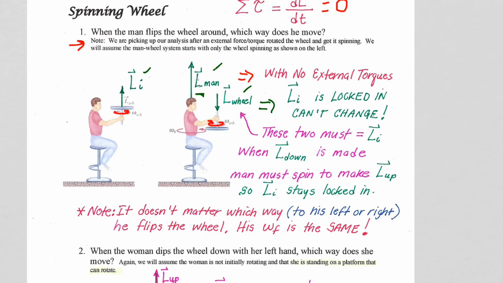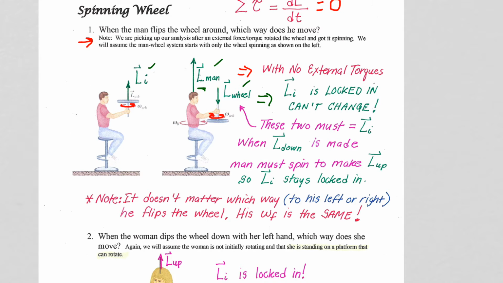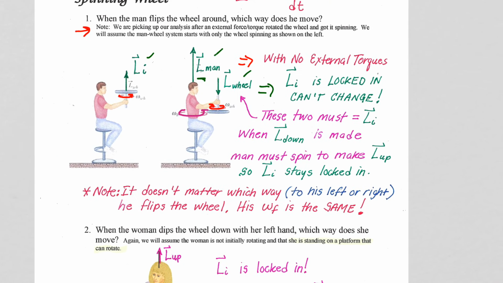So when he flips that angular momentum L initial, when he flips it down, action-reaction is going to kick in, and the man is going to rotate such that he's going to generate an angular momentum L up so that those two together will equal the initial. And please do make a note here, because they do love this concept, that it does not matter whether he flips it down by rotating the wheel to his left and lets it fall down, or whether he lets the wheel fall to the right and lets it fall down. It simply does not matter. He will rotate in the same direction to conserve angular momentum.